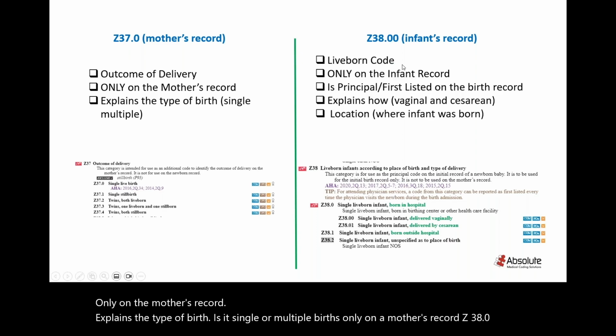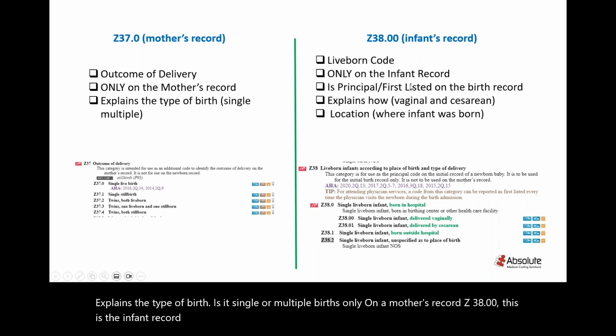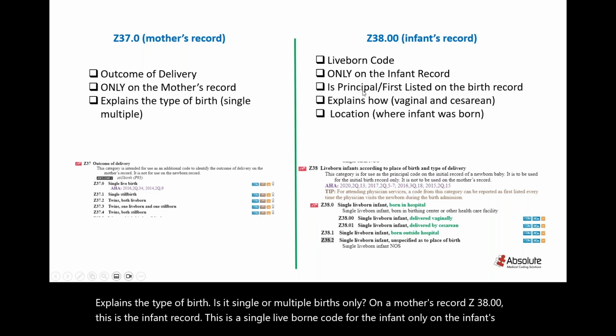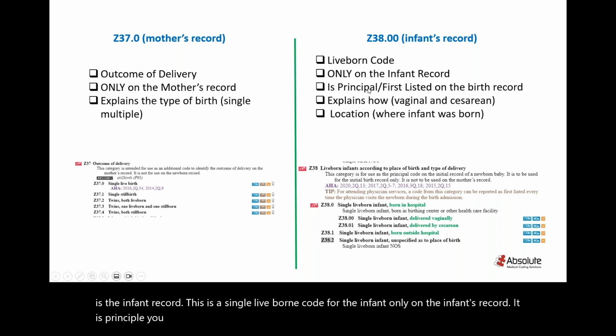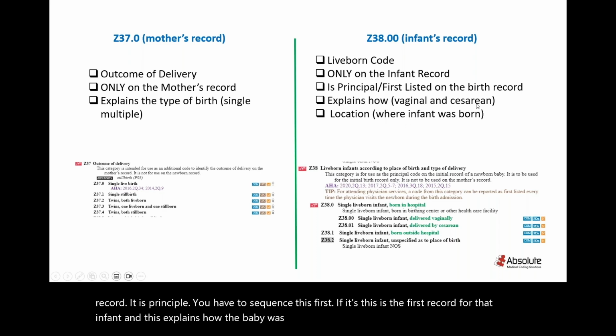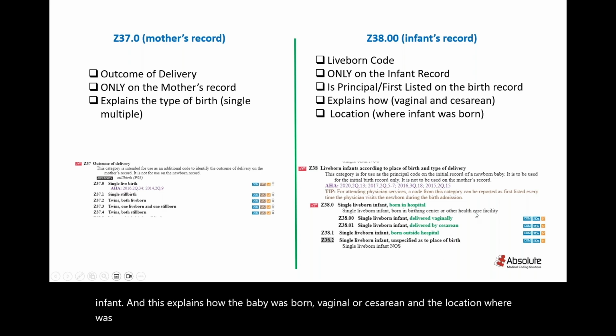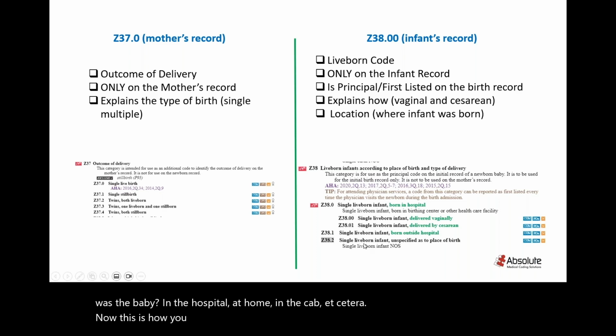Z38.00, this is the infant record. This is a single live born code for the infant, only on the infant's record. It is principal. You have to sequence this first if this is the first record for that infant. And this explains how the baby was born, vaginal or cesarean, and the location. Where was the baby: in the hospital, at home, in the cab, etc. Now, this is how you code for deliveries, pretty much.